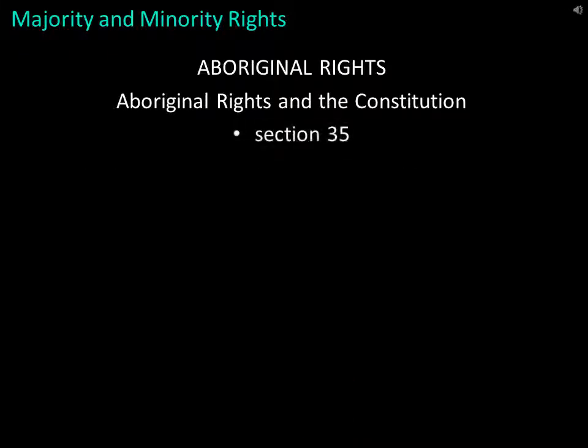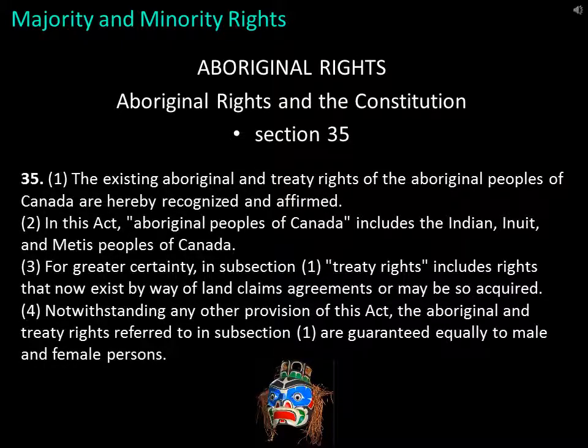Section 35 also affirms existing Aboriginal and treaty rights, and reads as follows. Rights of the Aboriginal Peoples of Canada. Section 35, subsection 1. The existing Aboriginal and treaty rights of the Aboriginal Peoples of Canada are hereby recognized and affirmed. Subsection 2. In this Act, Aboriginal Peoples of Canada includes the Indian, Inuit, and Métis people of Canada. Subsection 3. For greater certainty, in subsection 1, treaty rights includes rights that now exist by way of land claims agreements or may be so acquired. Subsection 4. Notwithstanding any other provision of this Act, the Aboriginal and treaty rights referred to in subsection 1 are guaranteed equally to male and female persons.